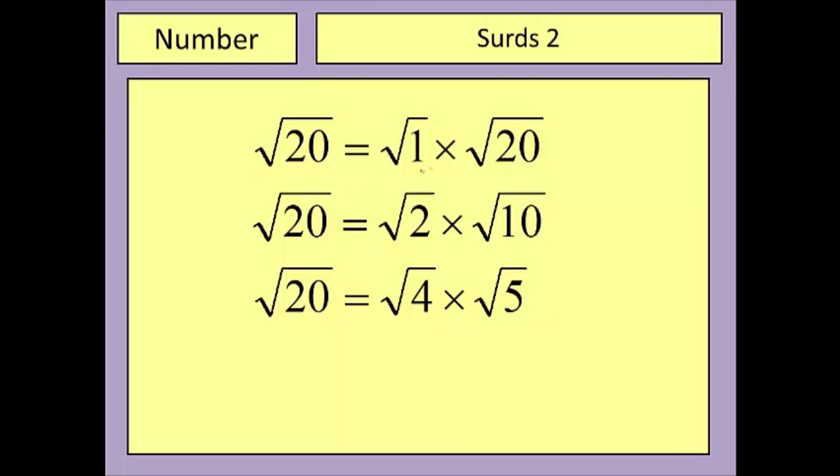So what we've got here are 3 different multiplication sums to give me the square root of 20. All of these 6 numbers here, square root of 1, root 20, root 2, etc., they're all factors of the square root of 20. So what we're going to do is find one of them, because one of them will enable us to simplify the surd.